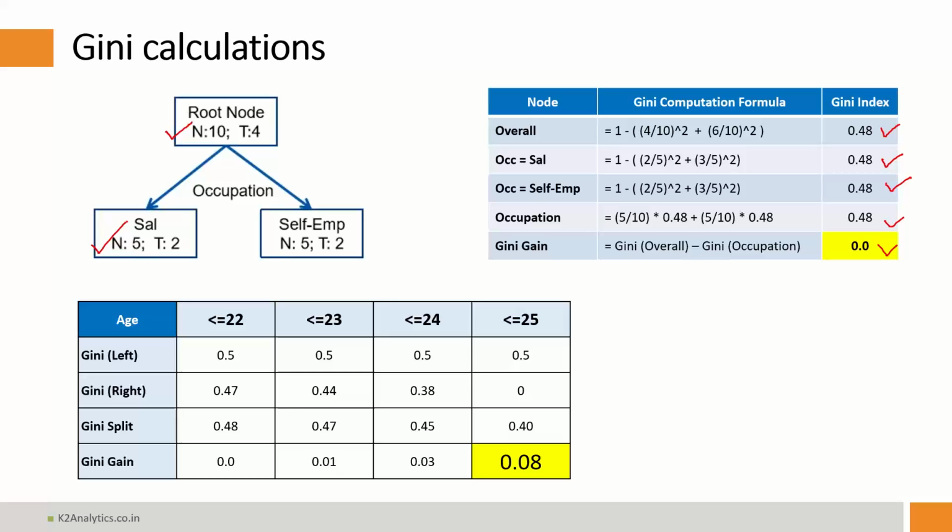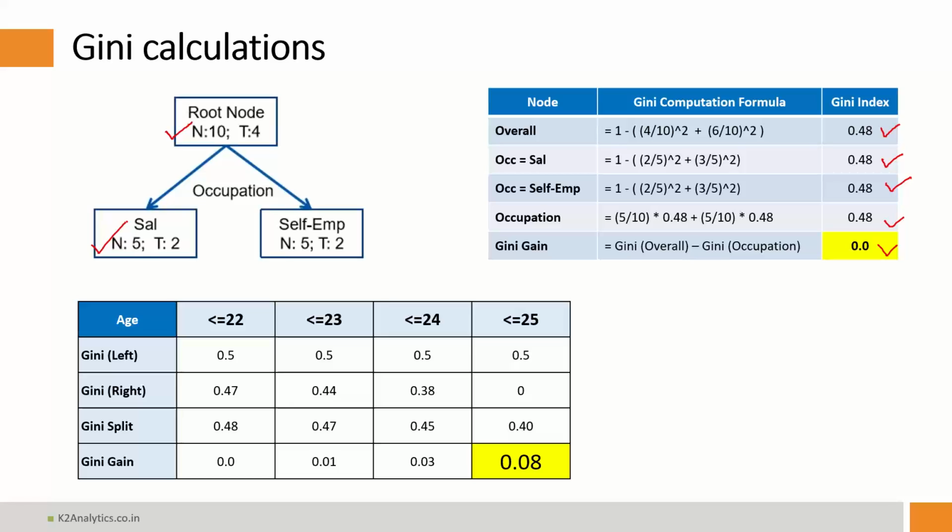Which means by splitting based on salaried or self-employed category, I am nowhere concentrating responders on one side and non-responders on the other side. I have the proportion distribution of responder and non-responder same as that was in the parent node. So this variable is of no use.